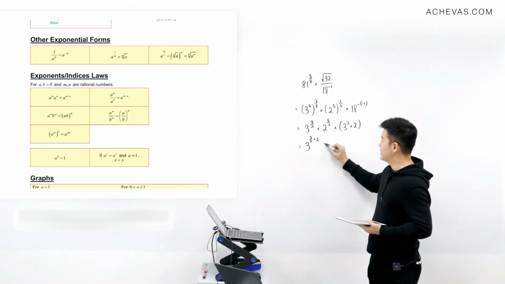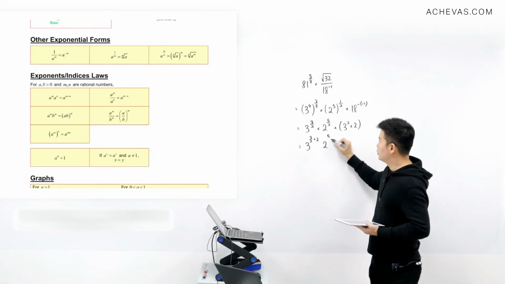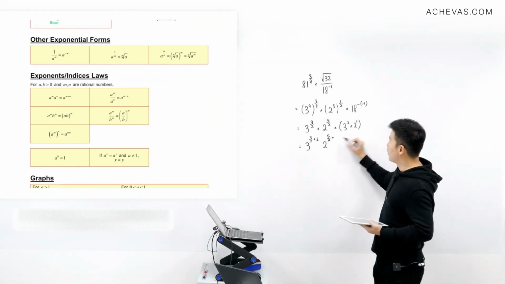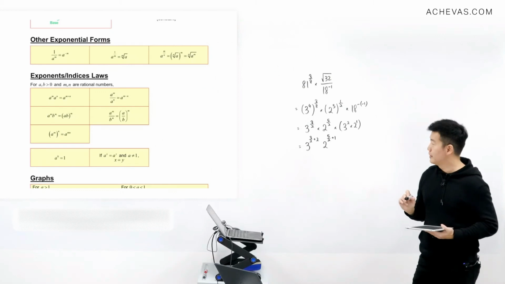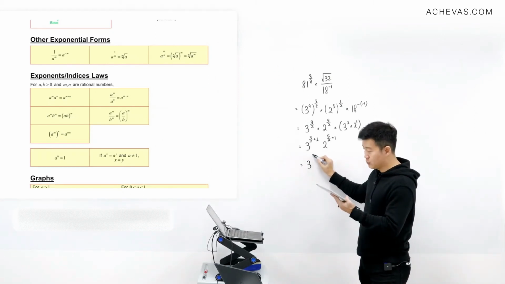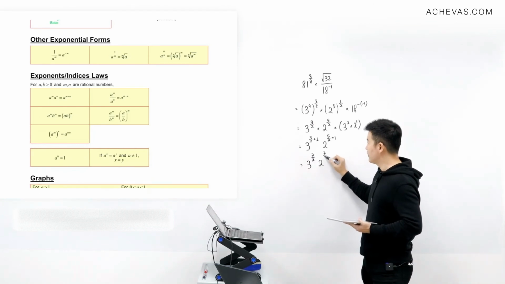And these two bases here, I can also combine them together, since they are the same, into 2 to the power of 5 over 2 plus this. This has an index of 1, so 5 over 2 plus 1. And this will be 3 over 2 plus 2, which is equal to 7 over 2. And 2 to the power of 5 over 2 plus 1 is also 7 over 2.